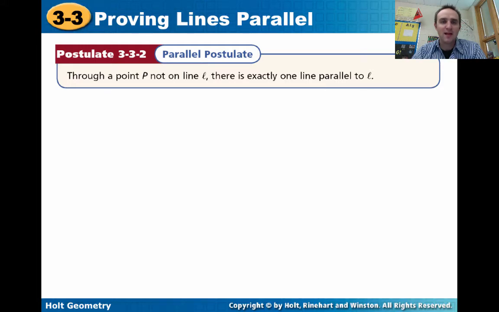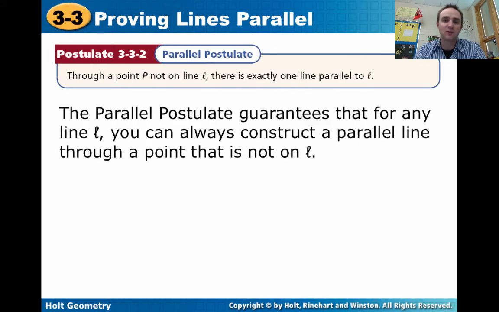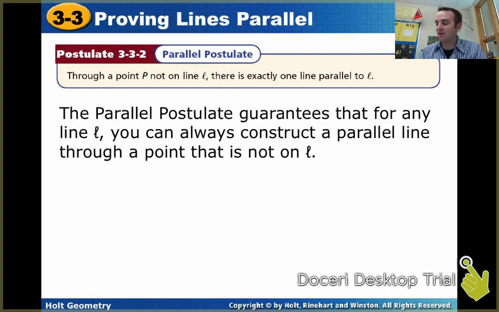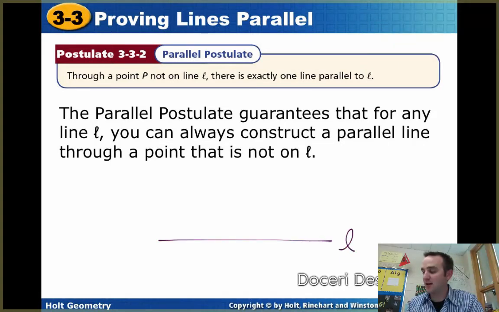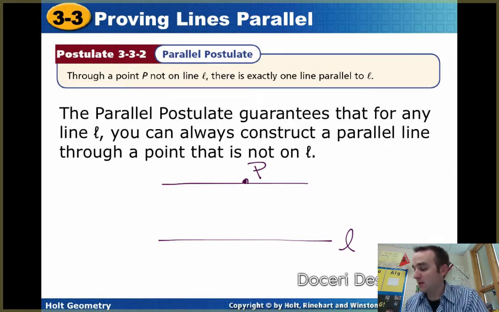Moving on, parallel postulate. Through a point P not on line L, there is exactly one line parallel to L. What this is really saying is that if we have a line L and a point P, there is exactly one parallel line that I can draw through P that will be parallel to line L.